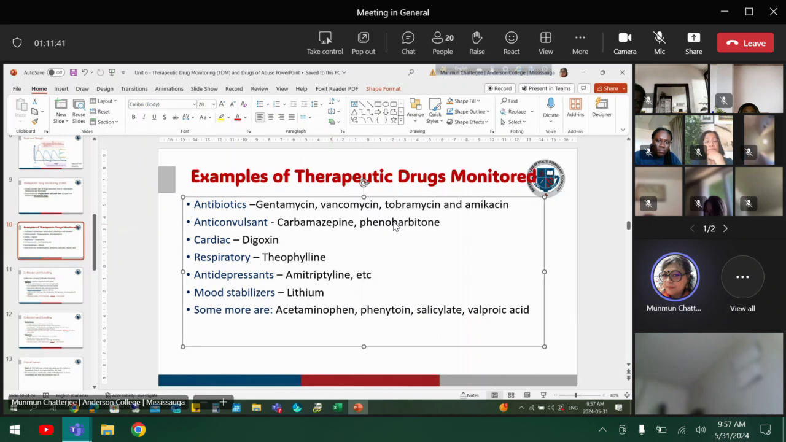Anticonvulsant drugs: carbamazepine, phenobarbital. Cardiac: digoxin. Somebody calls it digoxin, somebody calls it digoxin. Respiratory: theophylline. Antidepressant: amitriptyline, etc. Mood stabilizer: lithium. Some others are acetaminophen, phenytoin, salicylate, valproic acid. Okay, so those are different examples of therapeutic drugs which are measured.